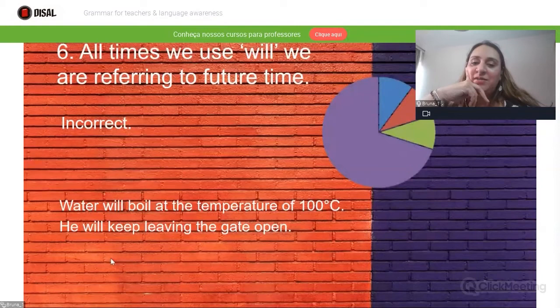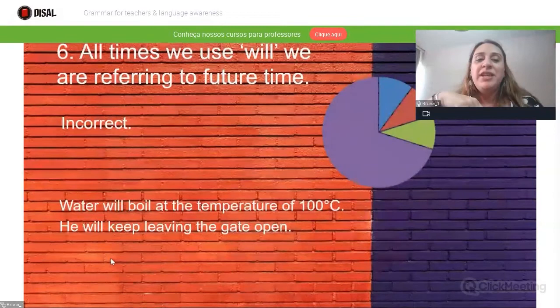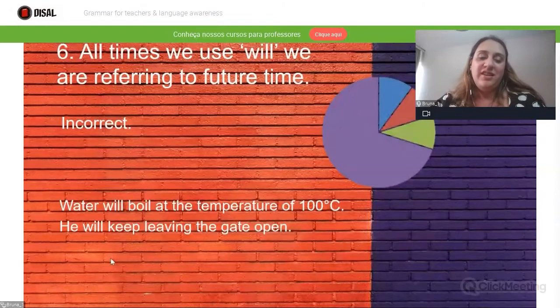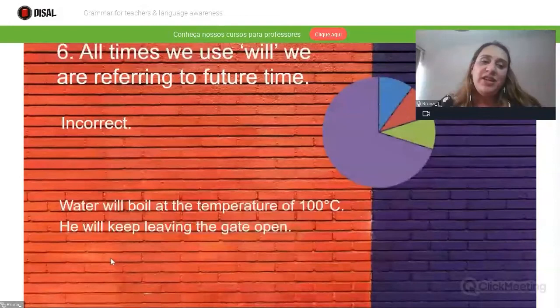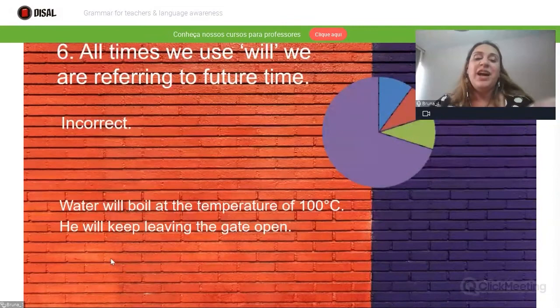What about the second one? What is that supposed to mean? Exactly. When we want to express annoyance, something that the person refuses to do, he will keep leaving the gate open, meaning that, okay, I've asked him to close the gate or something like this. This one is not about the future. We are not expressing anything related to future time. It means that he constantly does it. So it expresses annoyance. That's why I'm using will.